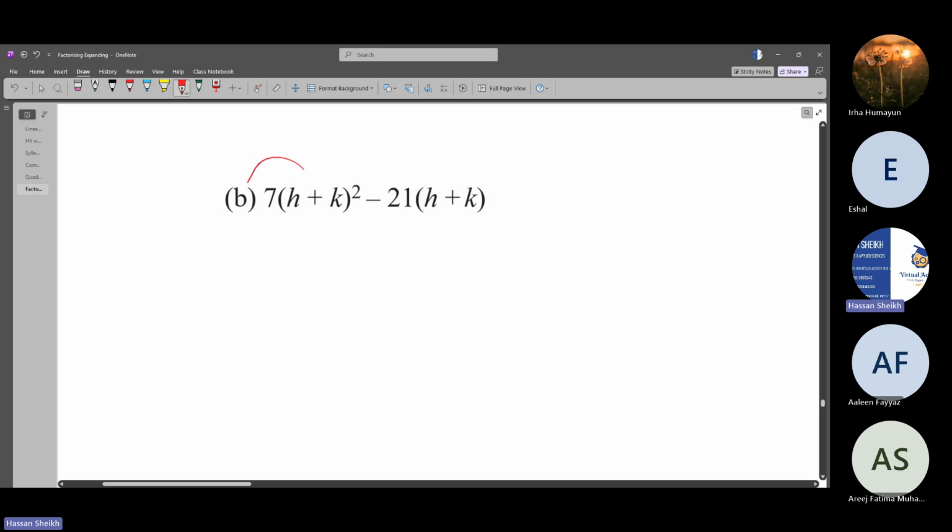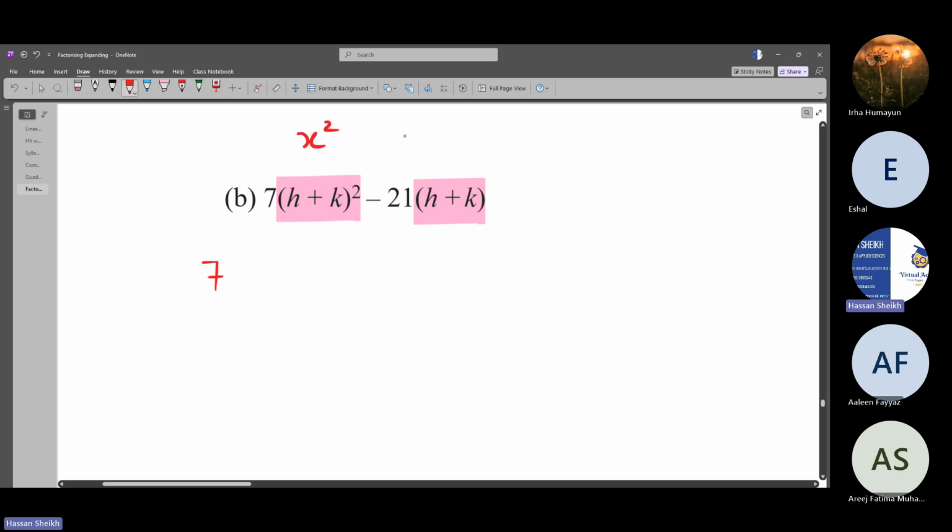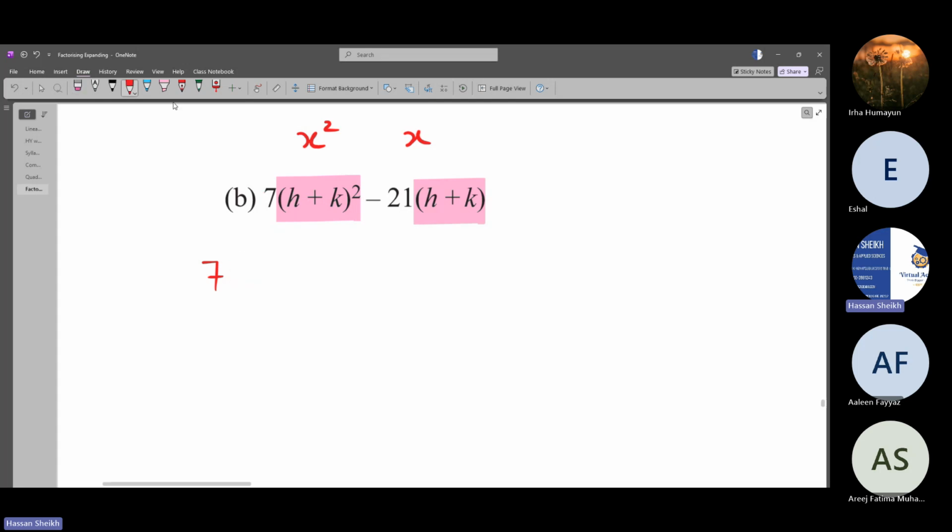So do you agree that first of all, we just focus on the numbers? We have 7 and 21. Do you agree that 7 is common among 7 and 21? Yes. Okay. And now check out the other thing. Do we have h plus k in both terms? Yes. And what if we have x squared and x in the two terms? What do we take common? Obviously, we take x common, the lowest one. So over here, do you agree that we can take h plus k common?